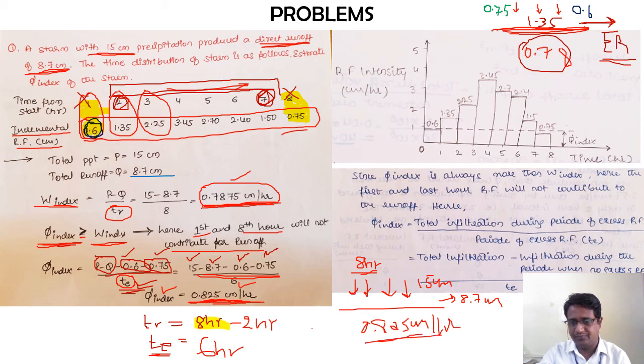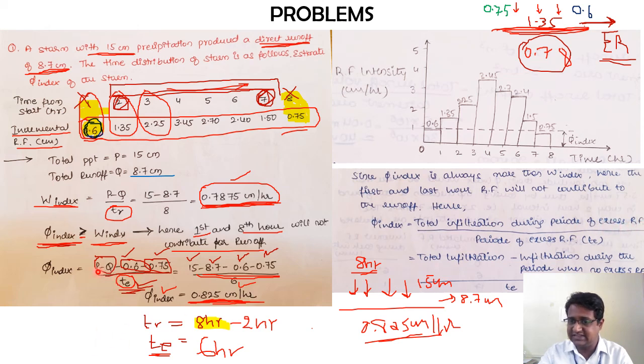So this is how you can analytically determine the amount of infiltration. Just for the sake of simplicity, I have elaborated this over here. Since the phi index is always more than the W index, the first and the last hour rainfall will not contribute to the runoff, as I have explained here. Phi index is the total infiltration during the period of excess rainfall, so total infiltration during the period of only excess rainfall.